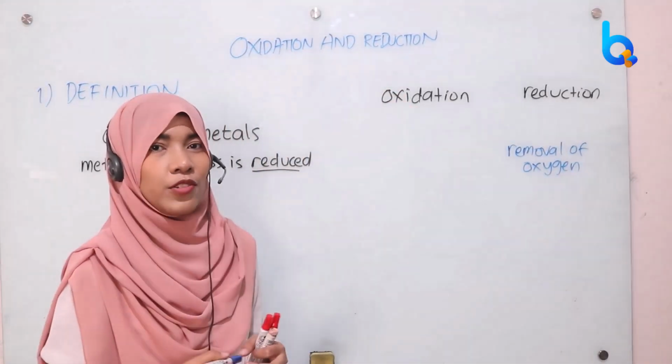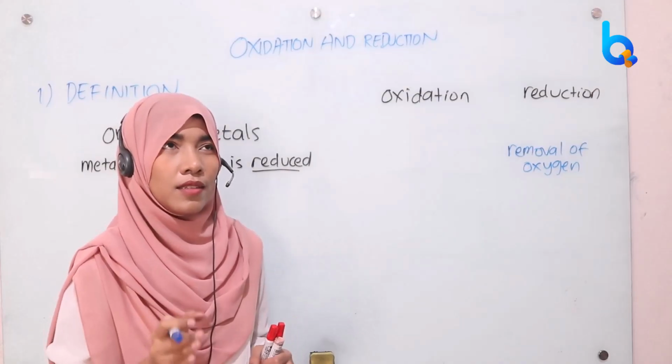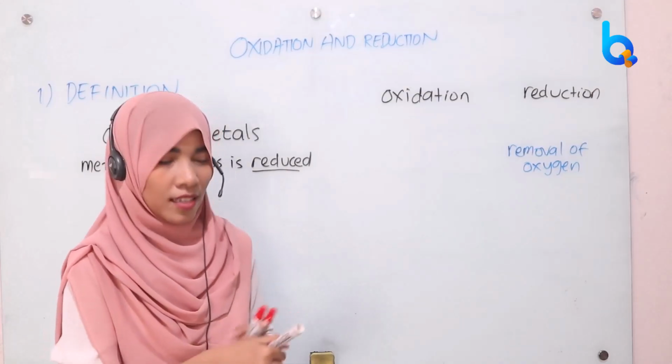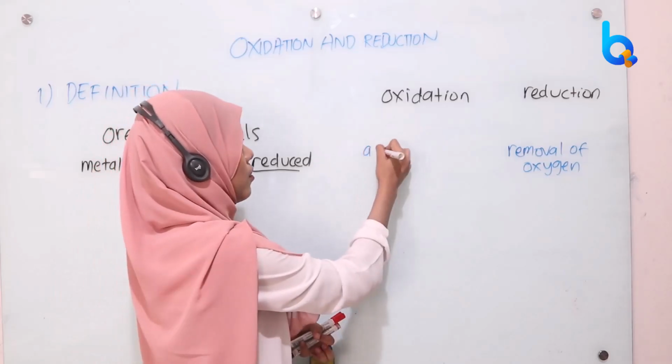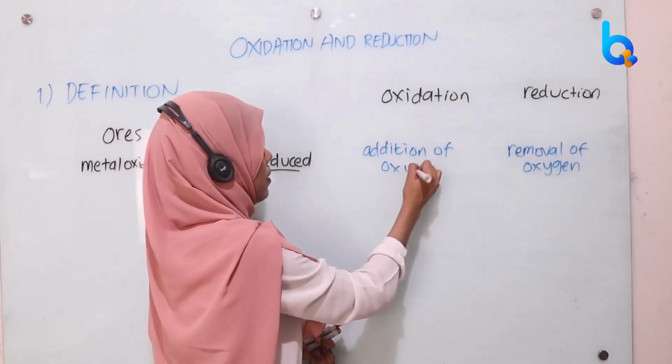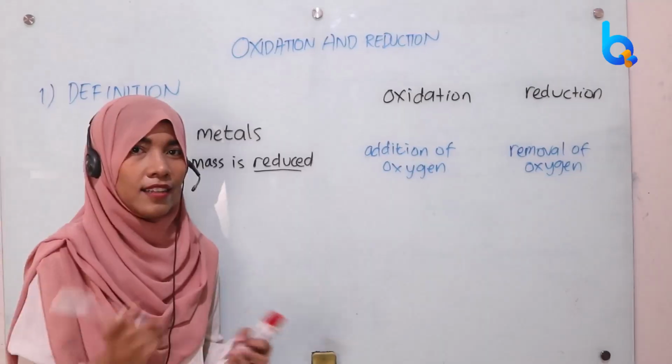Starting from grade 8, you already know that the process that starts with metal and ends up with metal oxides, we call this process oxidation. So addition of oxygen is called oxidation. Yeah, that's what happened in the past.